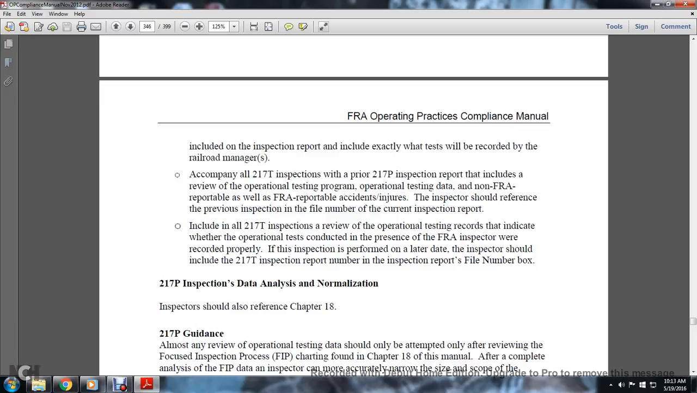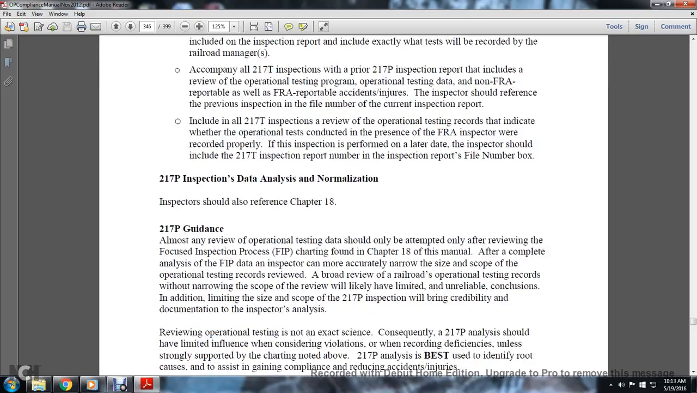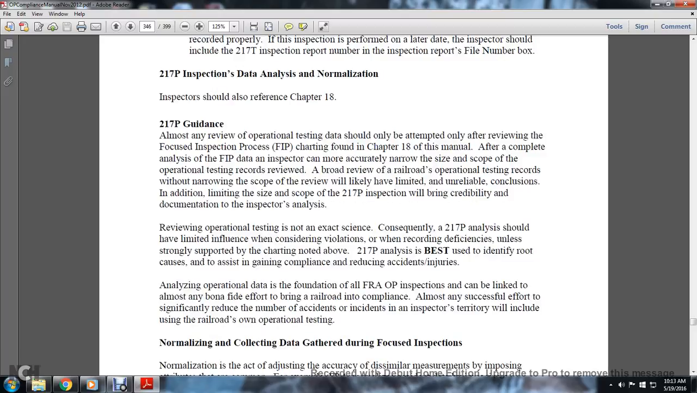Include all 217 inspections of the reviewed operational testing record, and indicate whether the operational testing conducted in the presence of the FRA inspector was recorded properly. If the inspection was performed on a later date, the inspector should include the 217 inspection report number in the inspection report file number box. 217P, inspection data analysis normalization.